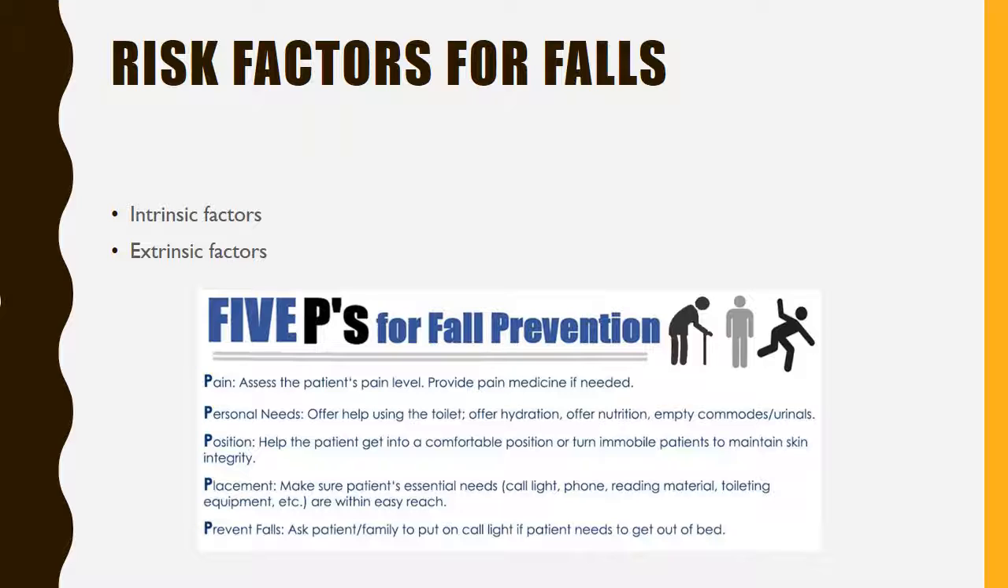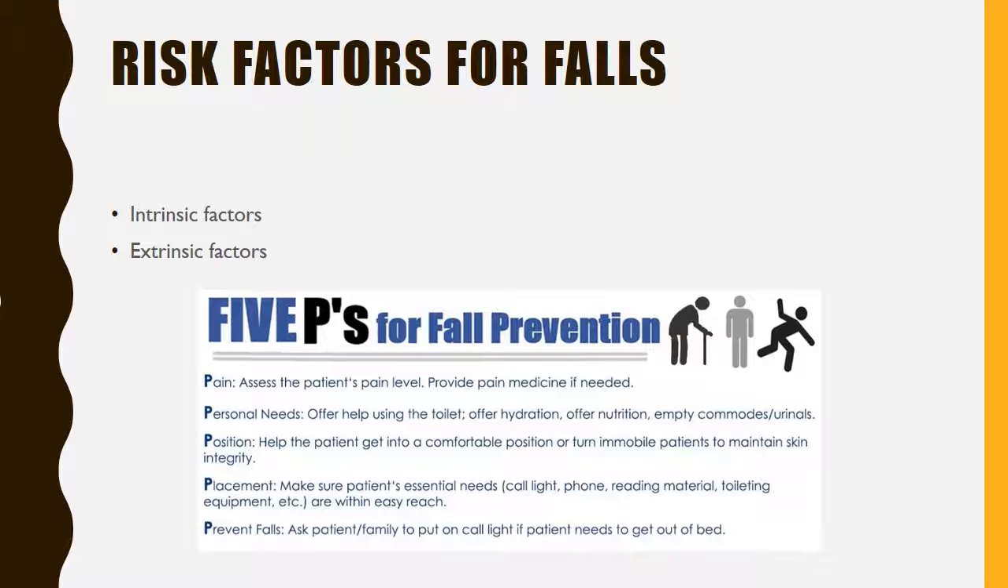Fall risk factors are divided into two categories. Intrinsic risk factors include factors that address a person's physiological condition. Examples: history of falls, incontinence, mobility, dizziness, age, osteoporosis, overall poor health, etc.